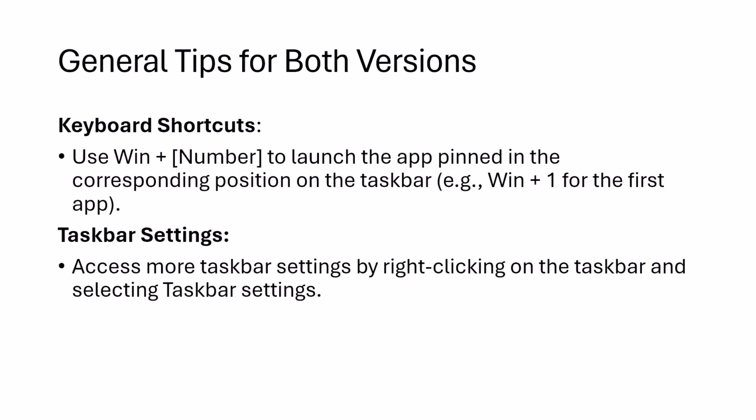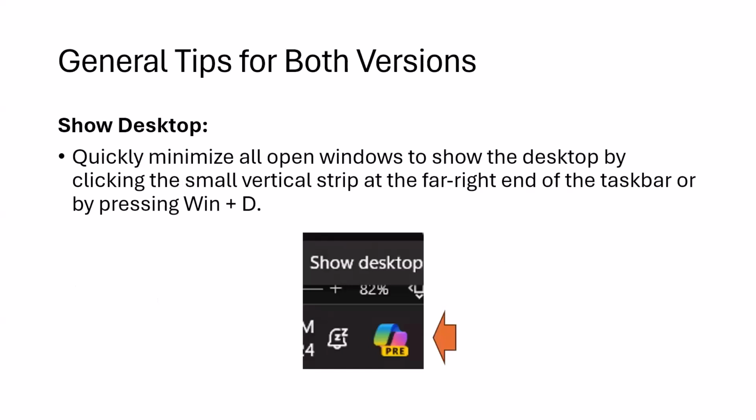General tips for both versions. In keyboard shortcuts, you can use Windows plus number to launch the app pinned in the corresponding position on your taskbar. For example, Windows plus 1 for the first application that shows on your taskbar. In taskbar settings, you also can access more settings by right-clicking on the taskbar and selecting taskbar settings.